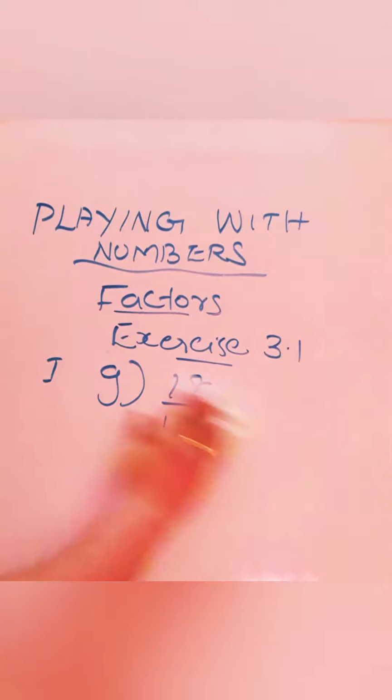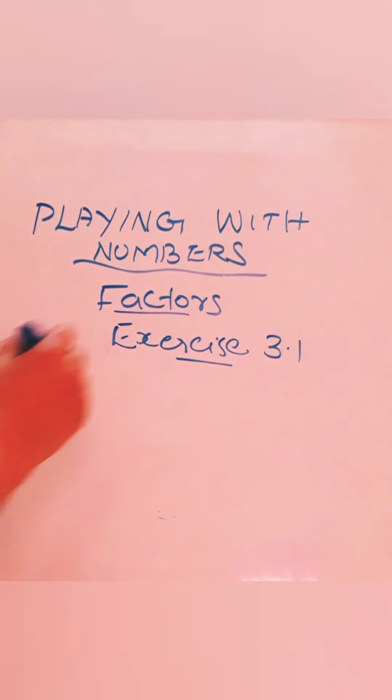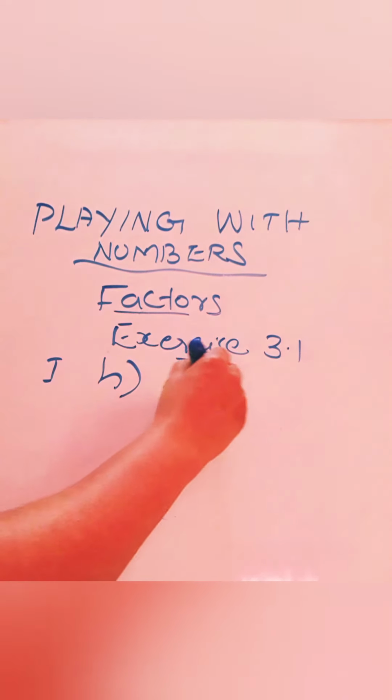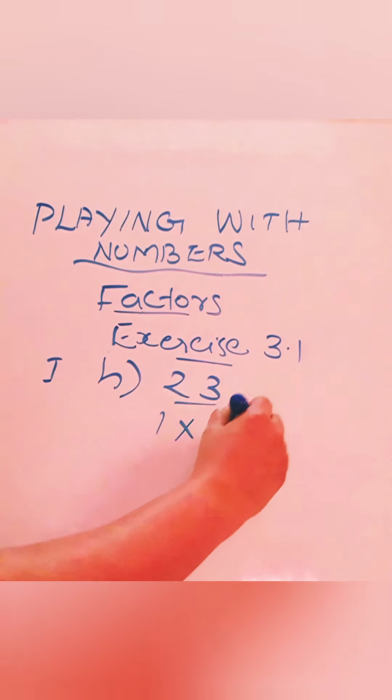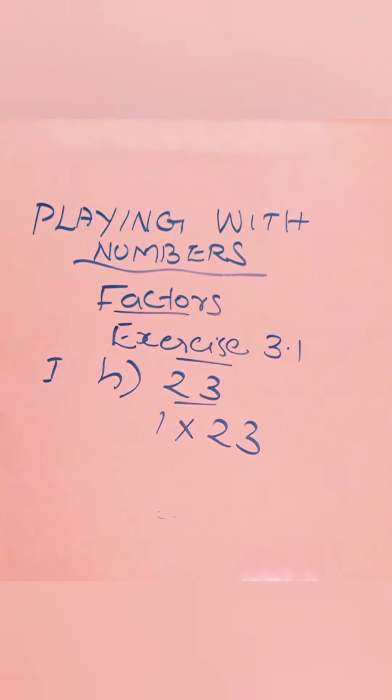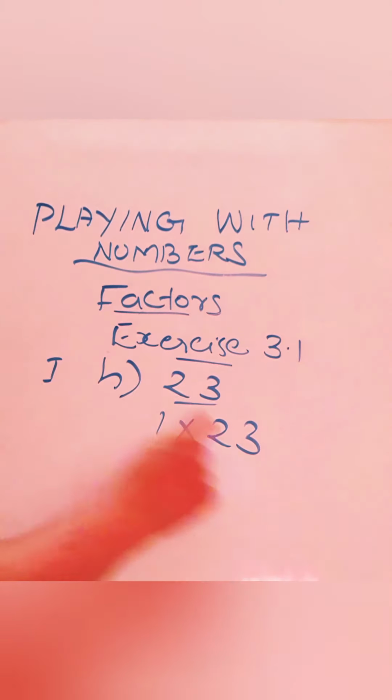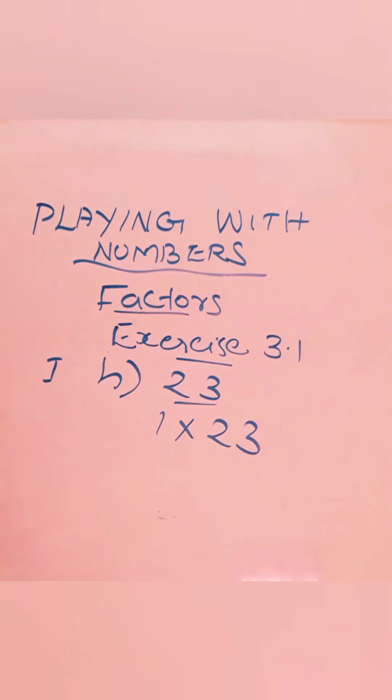Now the next question is 23. 23 we can write only like this, 1 into 23, because 23 is not appearing in any number's table except 1. 1 into 23. 2s, 3s, 4s, no. So 1 into 23 only are its factors.